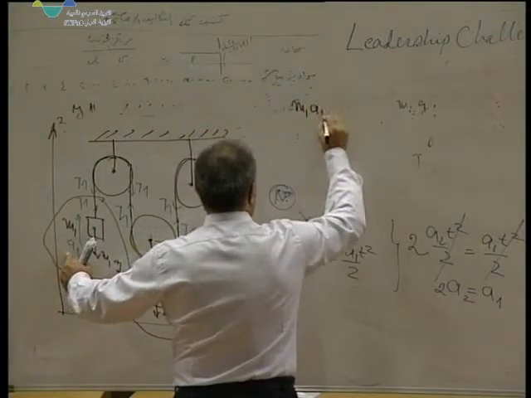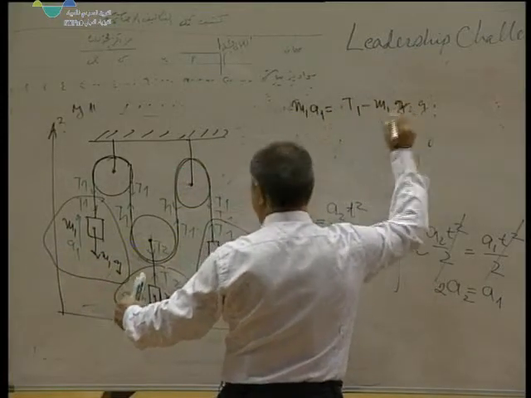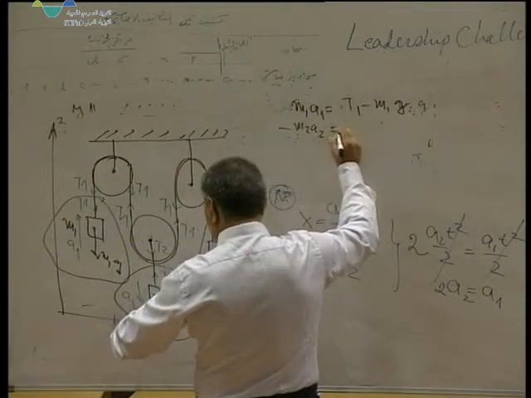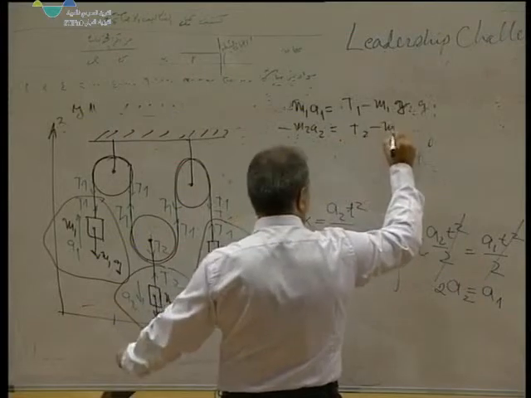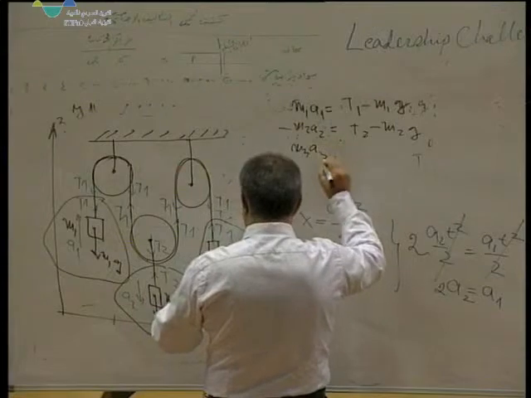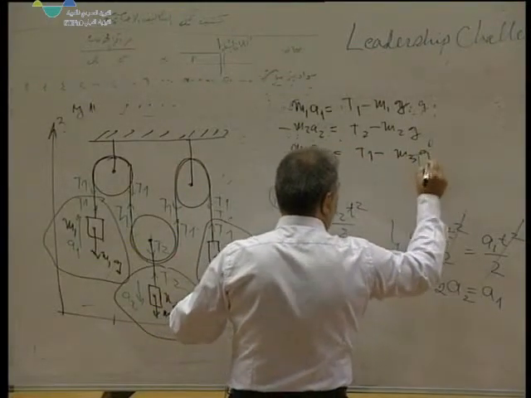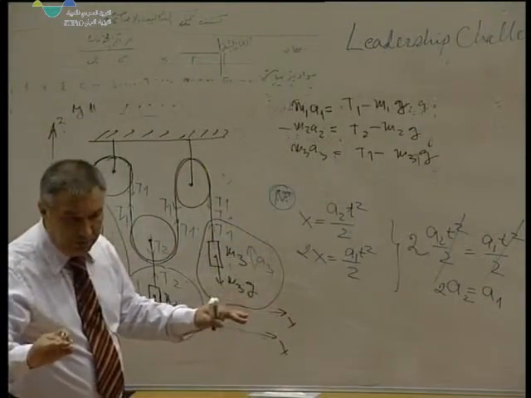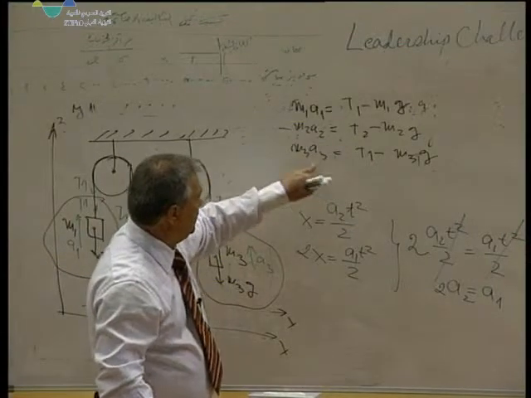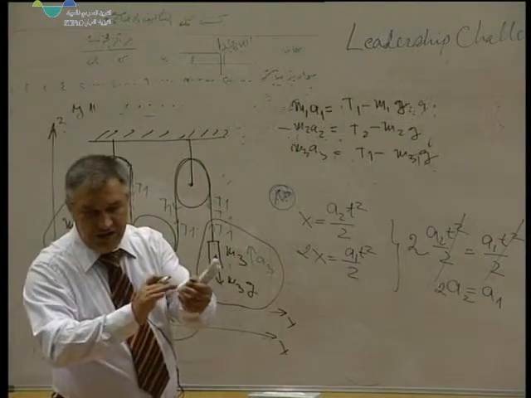From the first one, we begin by isolating the 3 bodies and write Newton's second law. M1 A1 equal T1 minus M1 G. From the second, M2 G minus M2 A2 equal T2 minus M2 G. Newton's second law for the first and second mass and the second mass. M3 A3 equal T1 minus M3 G. First stop. 3 equations, 1, 2, 3, 4, 5 unknowns: A1, A2, A3, T1 and T2.